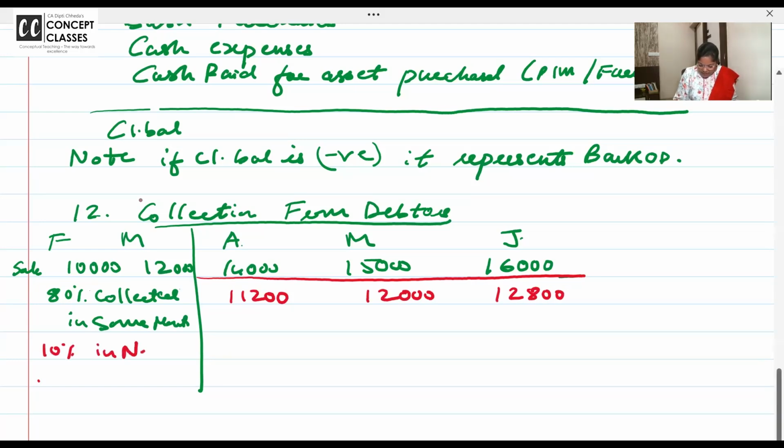10% in next month. Okay. April 14,000 का 10%. 1,400 यहाँ. 1,500 यहाँ. February का 10%. 1,200. How is my language? Is it clear to all of you?